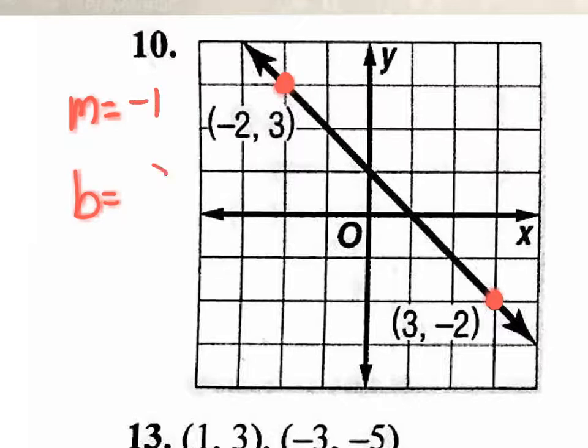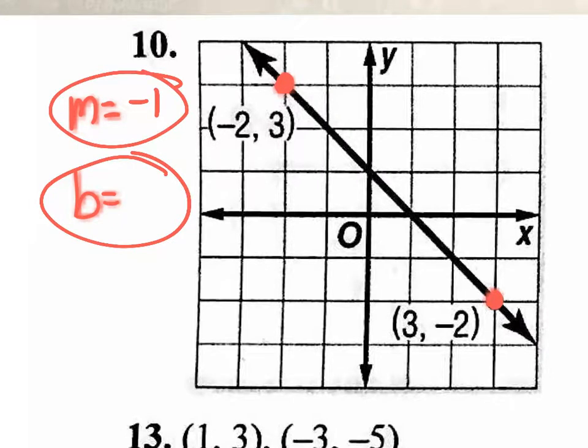What's your b value? Where does it cross the y-axis? Positive 1, right here. That's where it crosses. So if you know your m and your b, you know your equation: y equals -1x plus 1, or just -x plus 1.